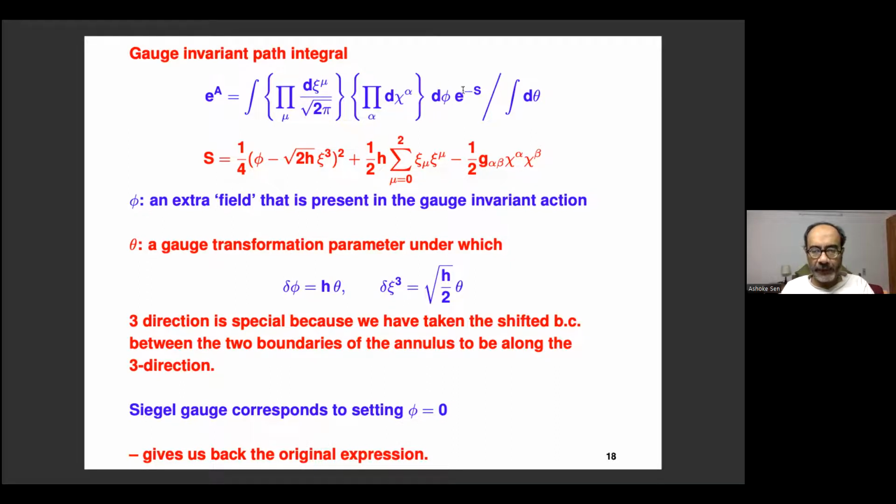So what is S? We can calculate S from the known form of the string field theory action. Here is the result for S that you find, which is given here. It's again very similar to what we had earlier. In fact, if you set phi equal to 0, this becomes exactly identical to what we had earlier.